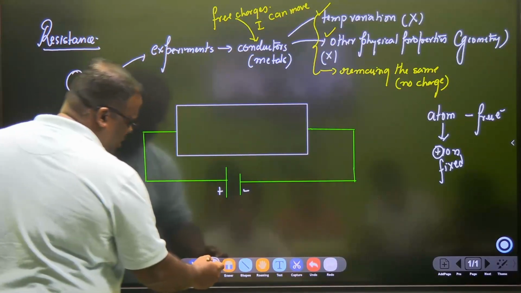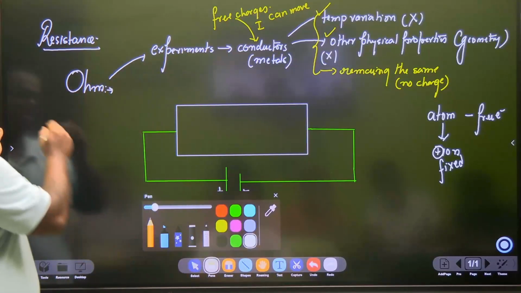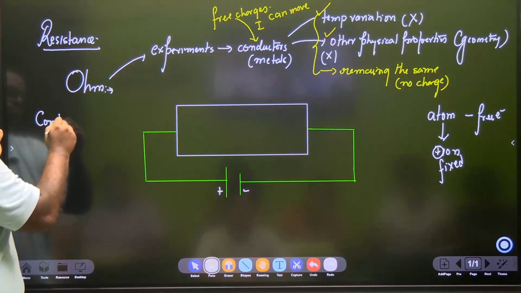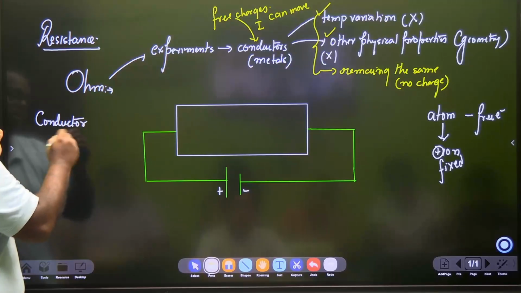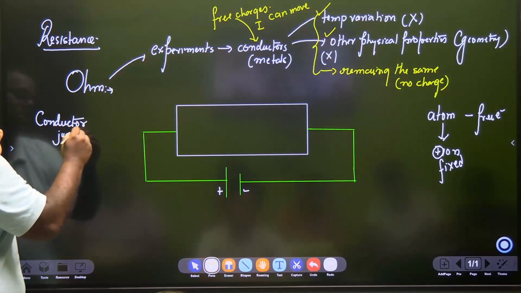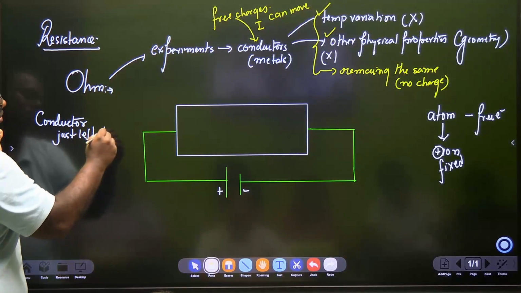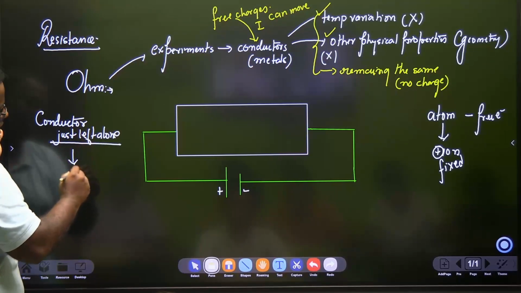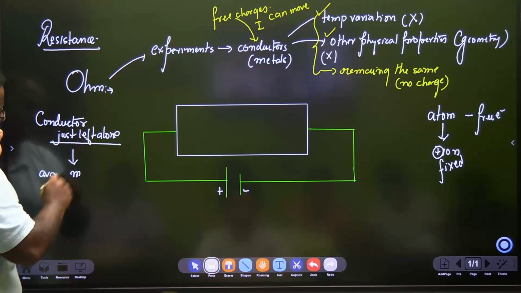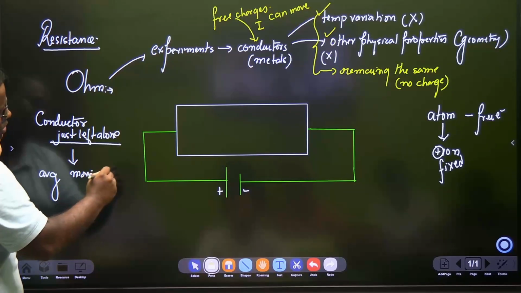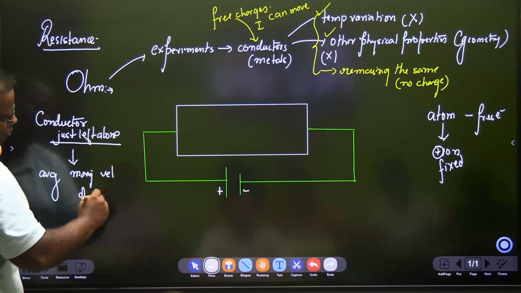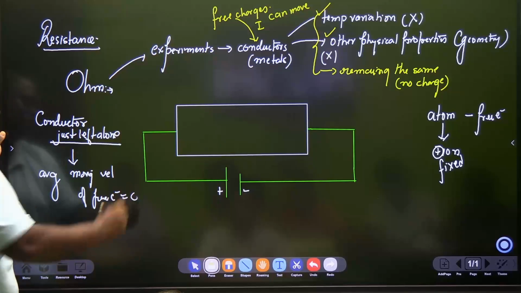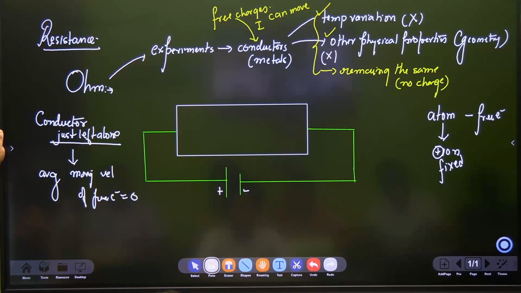So just at a high level, you can understand a conductor just left alone means there is no external connection to it. Then here we will say the average moving velocity of free electrons is equal to 0. So there is no current in that conductor. This concept you will study in grade 12. Have you understood? Yeah.